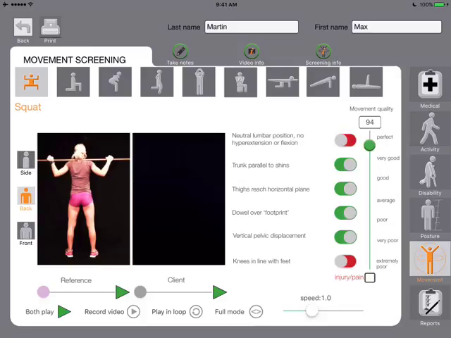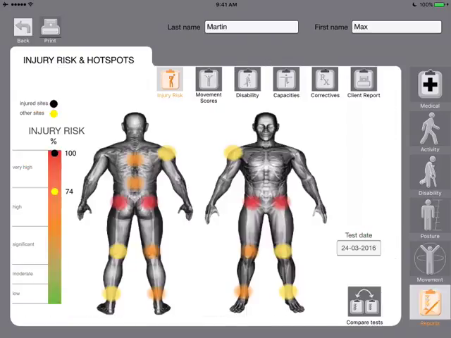So in this case, the lower back has a red mark against it because the client couldn't maintain a neutral lumbar position, and for the knees, they couldn't maintain their knees in line with their feet. Those two questions are going to be weighted more heavily towards injury risk, but also towards coming up as a hotspot in the results screen here.